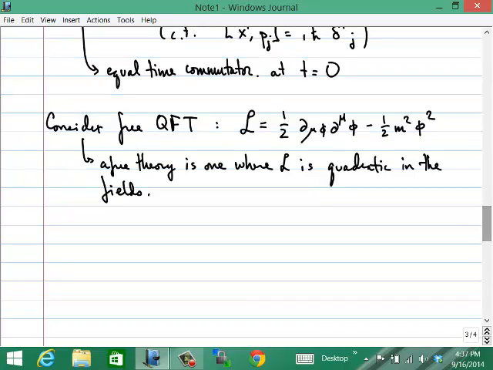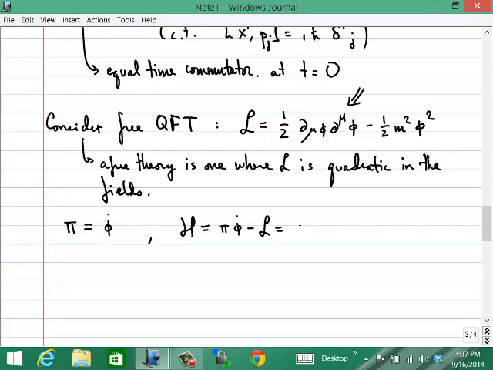So for this free quantum field theory, what is the momentum conjugate to phi? Well, it's just dL by d phi dot, which, if you stare at this Lagrangian for a second, it has a 1/2 phi dot squared term in it. So this is just equal to phi dot. And the Hamiltonian density is pi phi dot minus L.